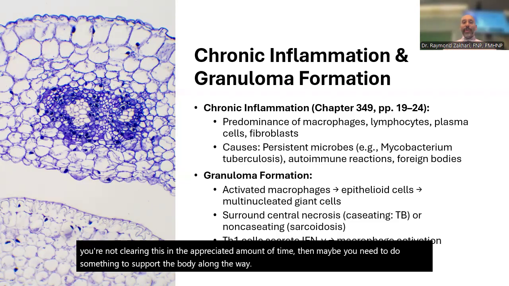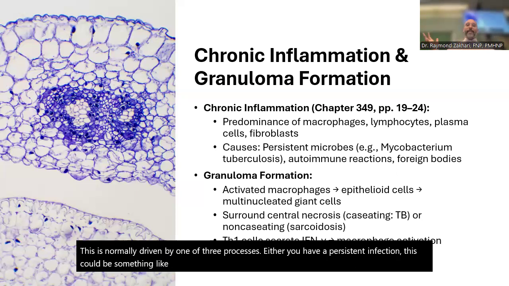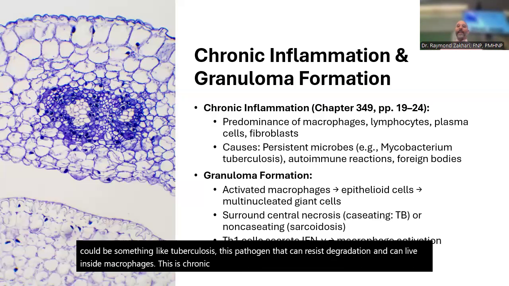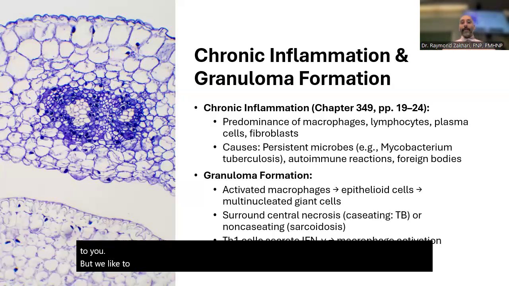This is normally driven by one of three processes. Either you have a persistent infection. This could be something like tuberculosis, this pathogen that can resist degradation and can live inside macrophages. This is chronic infectious causes. So that's why we have something like latent TB. It's in there, it's growing, it's replicating, it hasn't quite declared itself to you, but we like to treat it early before it declares itself to you.